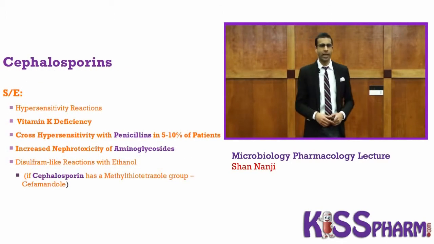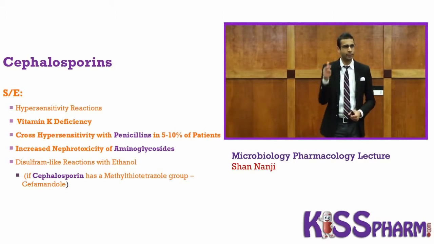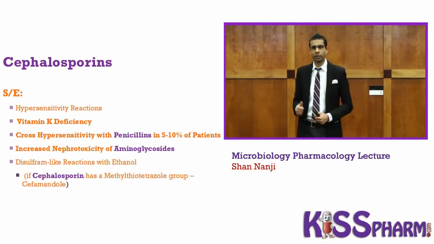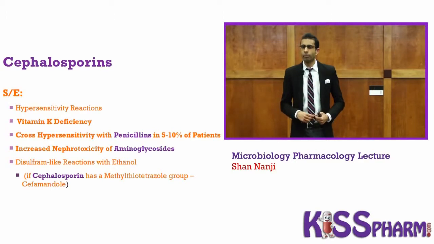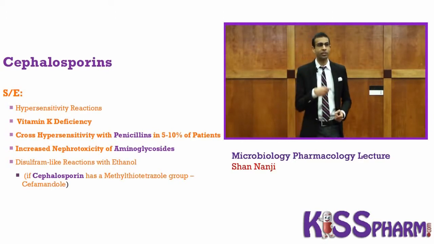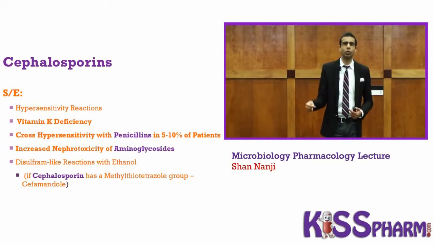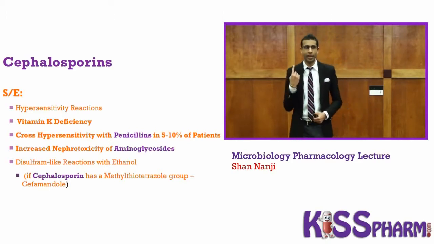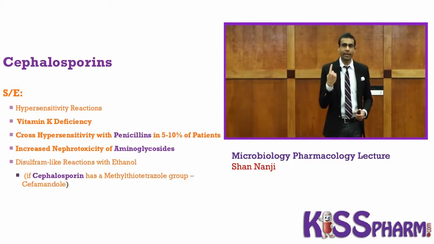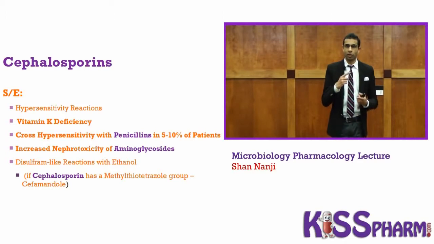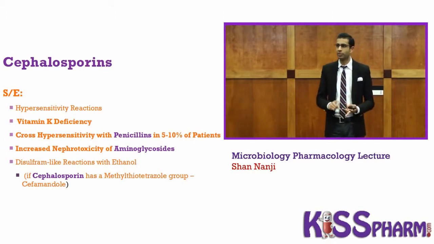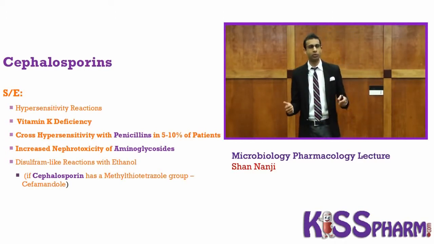Well, look at the side effects. Well, there's hypersensitivity reaction. I don't care about that. But the next one on the list is very important. It can cause a vitamin K deficiency. And remember, vitamin K is important for clotting factors 10, 9, 7, 2, protein C and S. Vitamin K deficiency, okay, vitamin K is important for clotting factors. Clotting factor 10, 9, 7, 2, protein C, protein S.